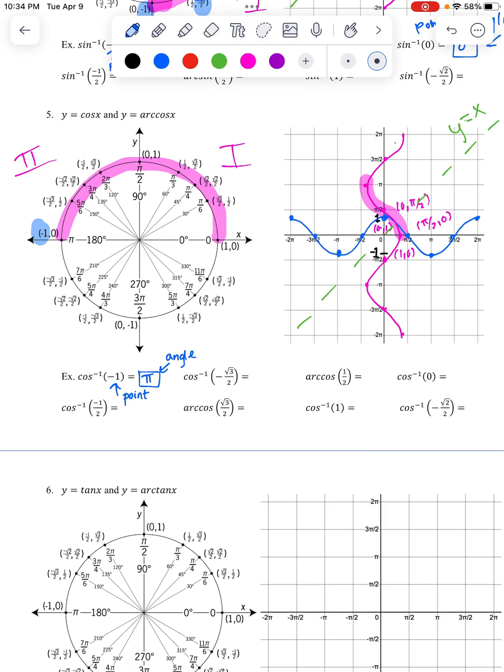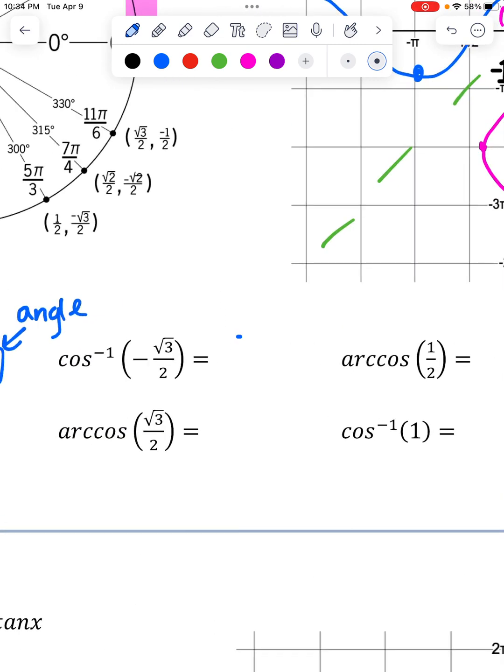Okay, inverse cosine of negative root 3 over 2. So I look for where cosine is negative root 3 over 2 in these two quadrants, and that's at 5 pi over 6. So that's my answer.